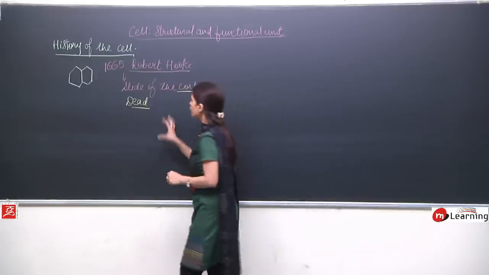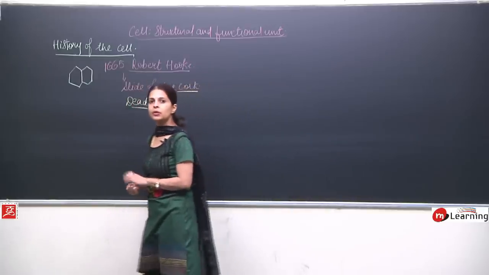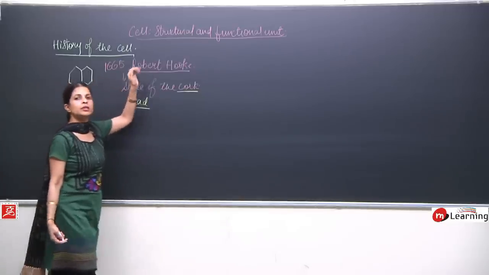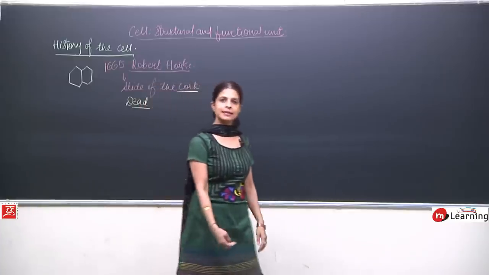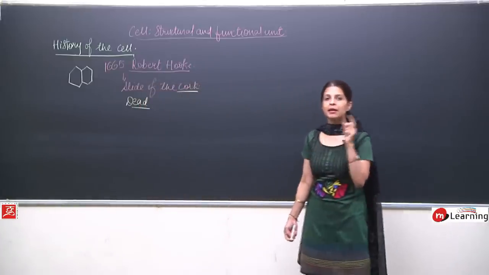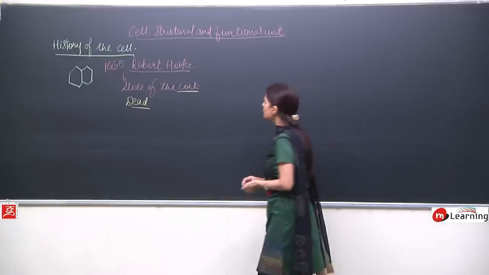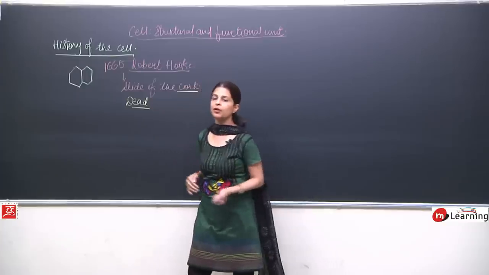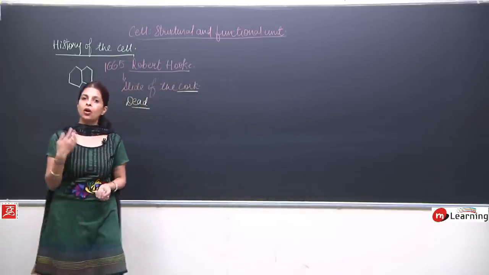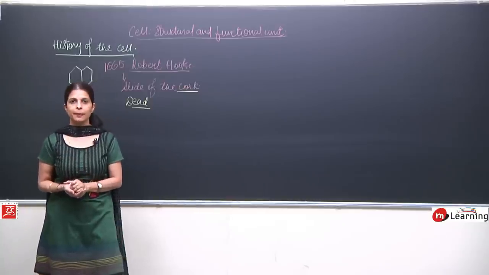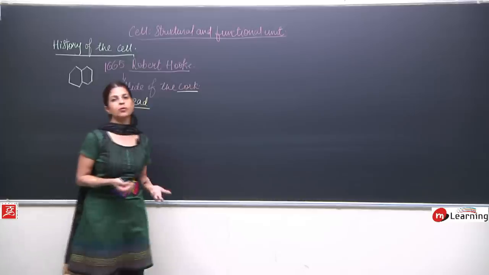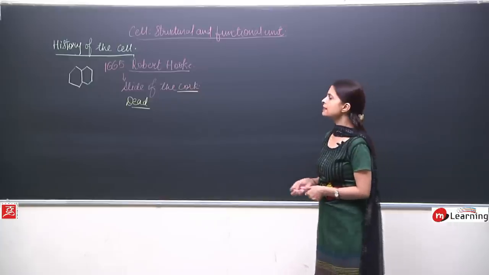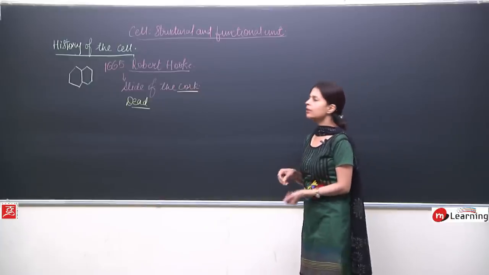So from this it is clear that a scientist named Robert Hooke in 1665 discovered cell. But again I am pointing out that he observed the cell in a dead tissue. Till this point it was not clear that all the living organisms are made up of cell. Then when was it cleared, or who discovered the cell in the living organism? But before discussing that, we'll talk a little bit about Robert Hooke.